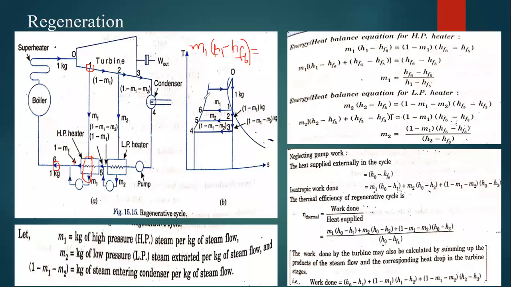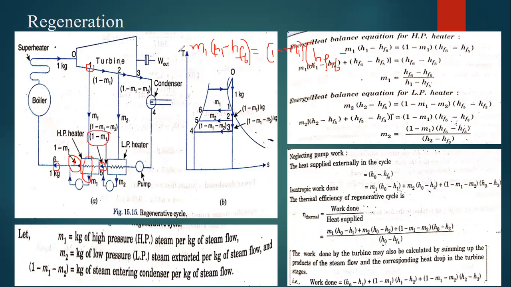And what is the output here? How many kg of steam are we going to get as output? 1 minus M1 kg, with the enthalpy HF6. And what is the input to this? This 1 minus M1 kg is also going to be the input.